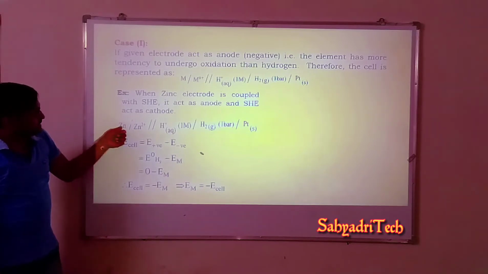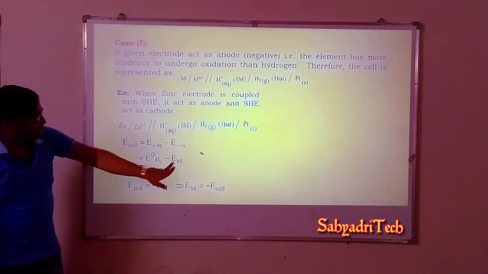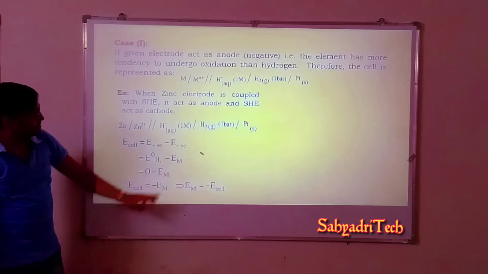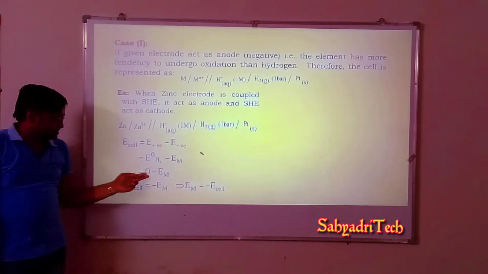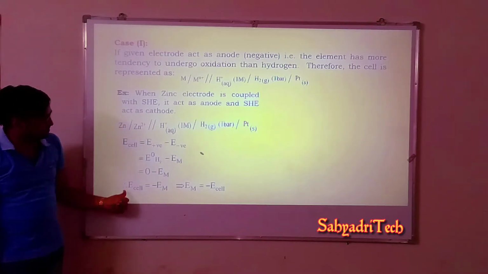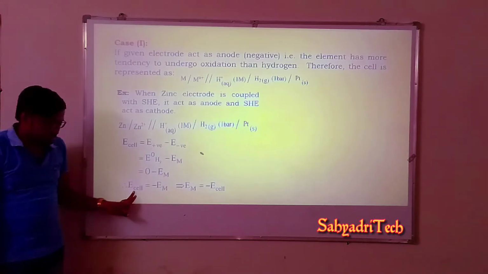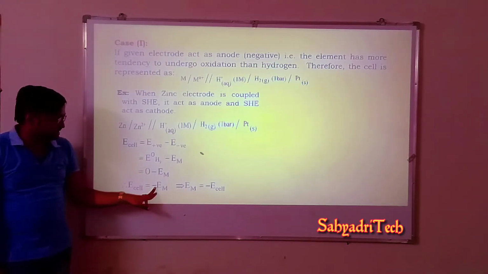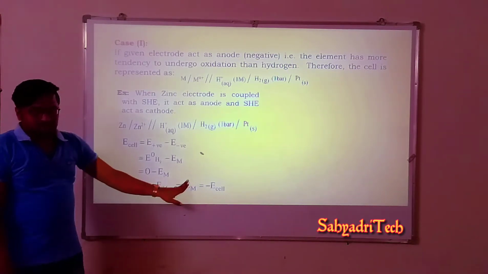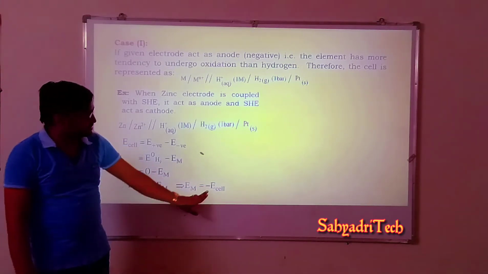Then what is the anode here? The zinc electrode acts as an anode. So Em, the given metal, or I can say the zinc electrode, is the electrode potential of the zinc electrode. So hydrogen electrode 0 minus Em, the electrode potential of the zinc electrode. Therefore, if you simplify this, 0 minus Em is nothing but the cell potential, so the electrode potential of that electrode is equal to minus E cell. Em is equal to minus E cell.